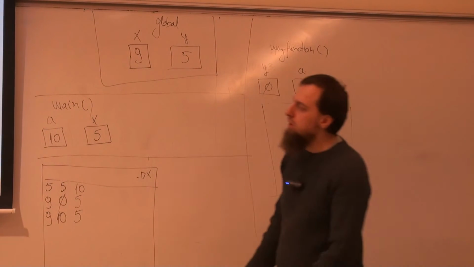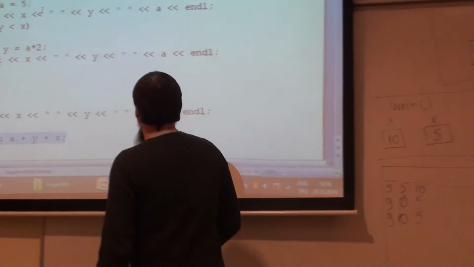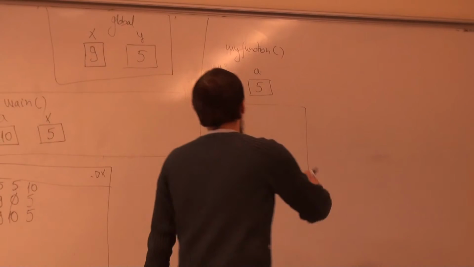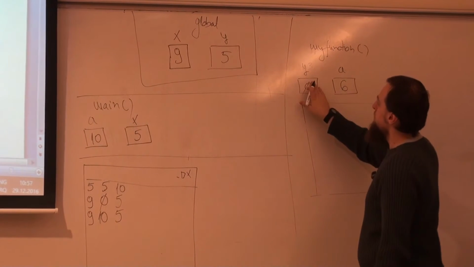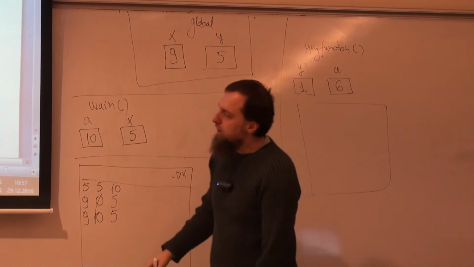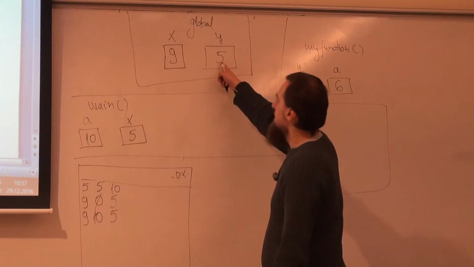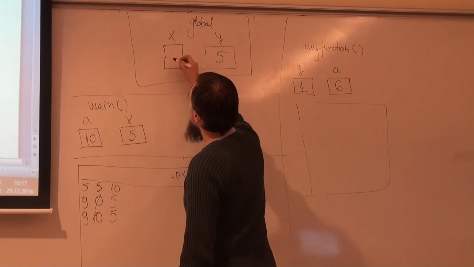Now what do we have here? Here we have a plus plus, y plus plus, x plus plus. We increment them by 1. So a was 5, now it's going to be 6. Y was 0, now it's going to be 1. And we have x plus plus, this x here. It was 9, now it's going to be 10.